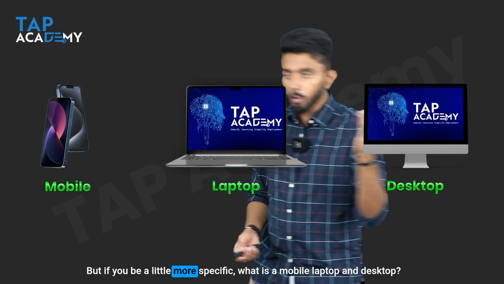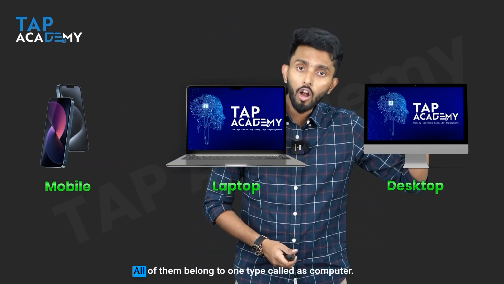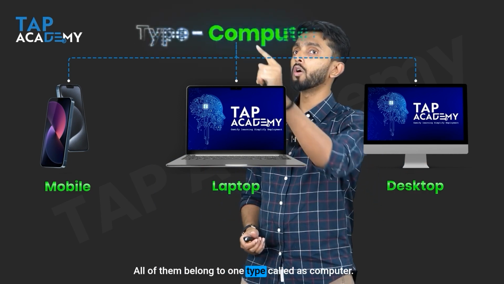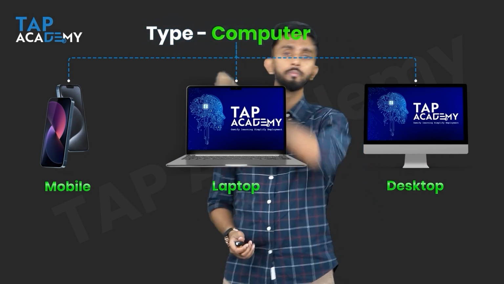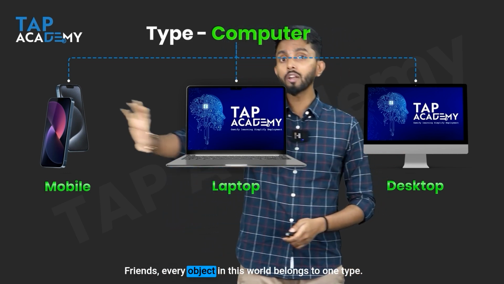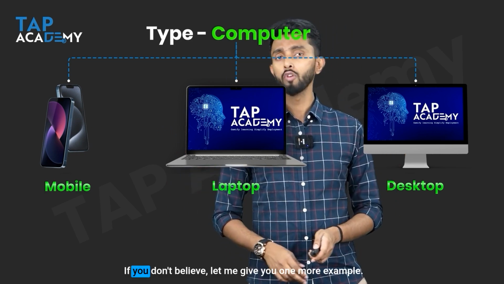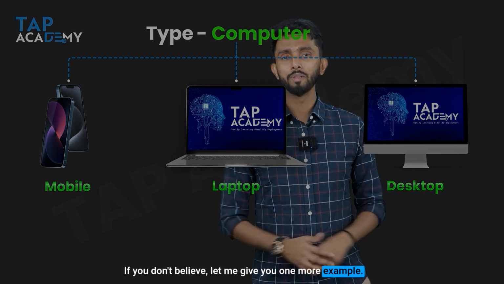AC is also an electronic device. But if you are a little more specific, what is a mobile, laptop and desktop? All of them belong to one type called computer. I hope you are able to understand. Friends, every object in this world belongs to one type, compulsorily. If you don't believe, let me give you one more example.